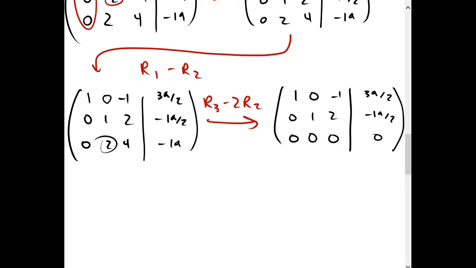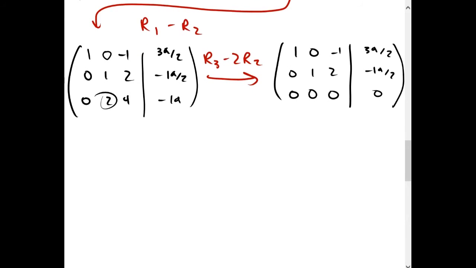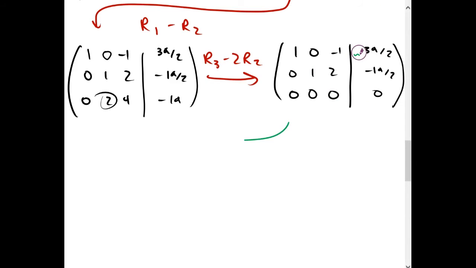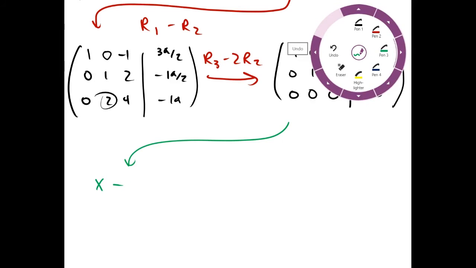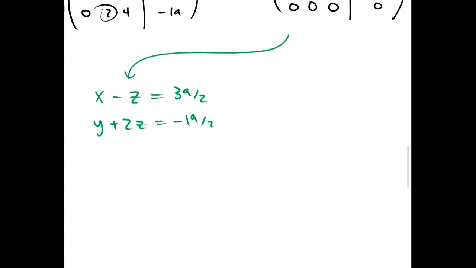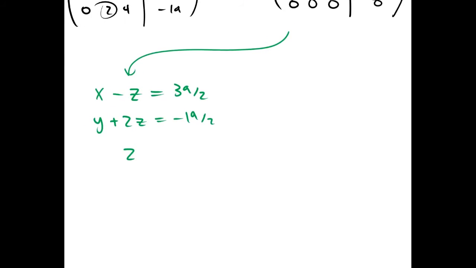Now we have it in reduced row echelon form. We can't make this a 1 no matter what else we do, so now we just convert this back. So we have x minus z equals 39 halves, and y plus 2z equals negative 19 halves. And we don't have an equation concerning z, so we just say that z equals z.